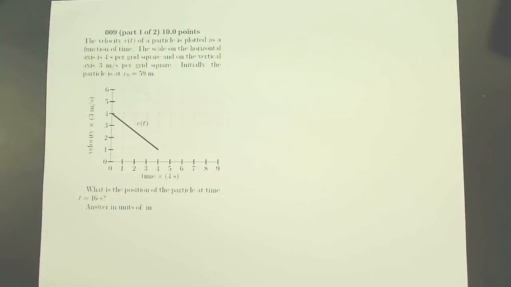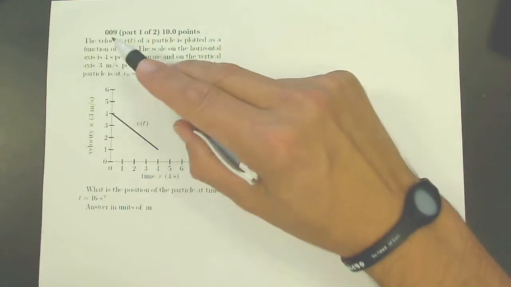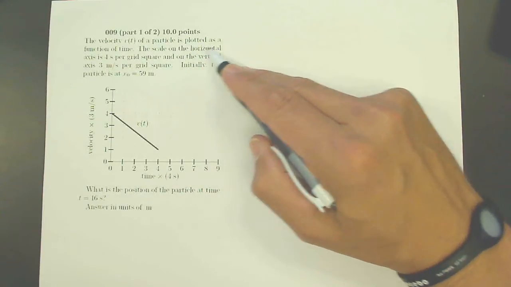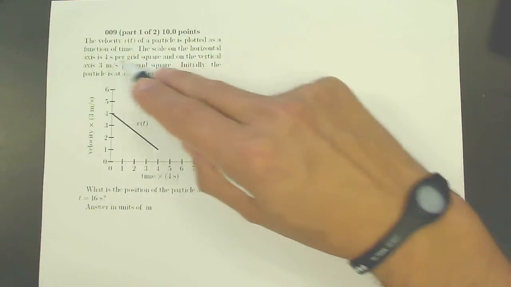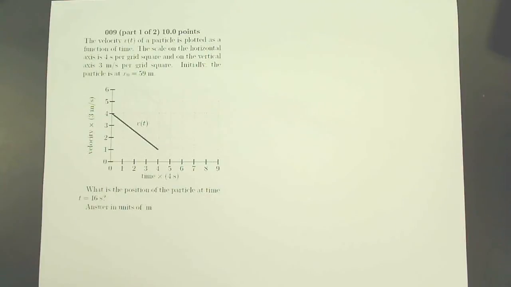This is AP Physics Homework 2.2, question number 9, part 1 of 2. It says the velocity as a function of time of a particle is plotted as a function of time. The scale on the horizontal axis is 4 seconds per grid square, that's odd, and on the vertical axis 3 meters per second per grid square.